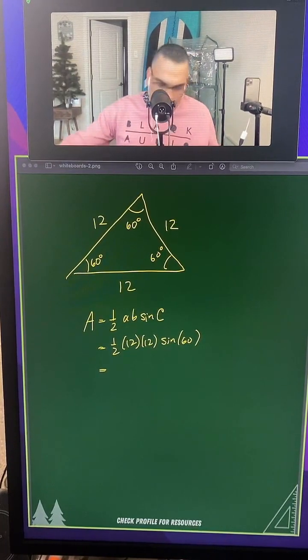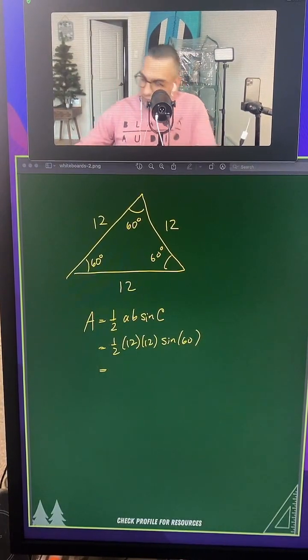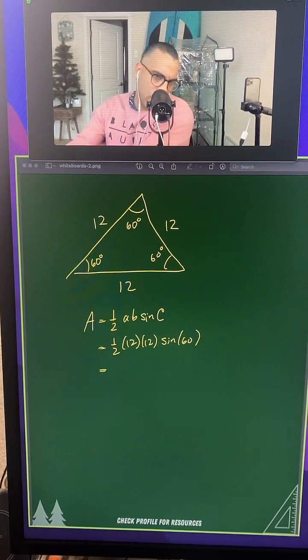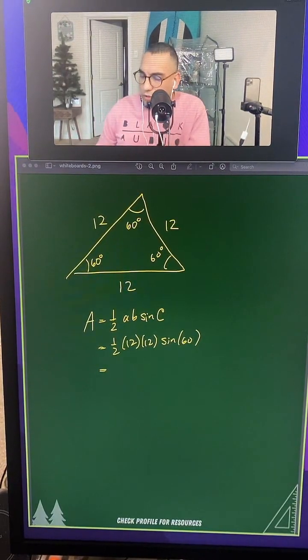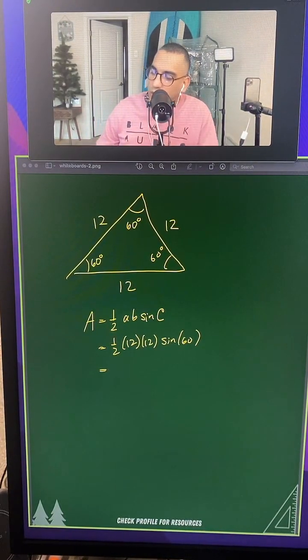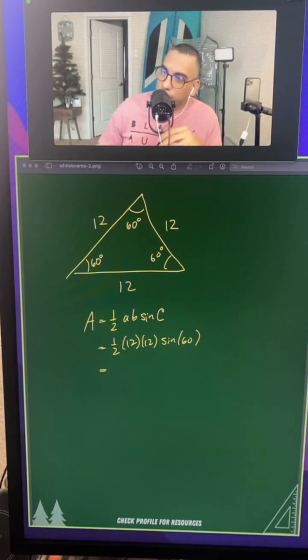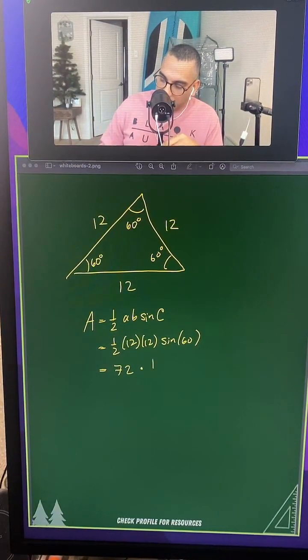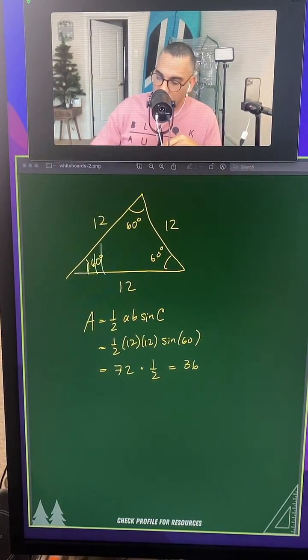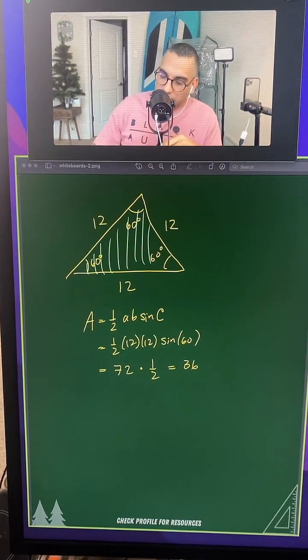I need to make sure I have my graphing calculator on here. Not that I need to multiply 12 times 12, I know what that is. But pretty soon, things are going to get more difficult, so I've got to make sure everything's charged and ready to go. Okay, so 12 times 12 is 144 divided by 2. That's going to be 72. And then times sine of 60 is going to be 1/2. So the area of this whole thing is going to be 36.